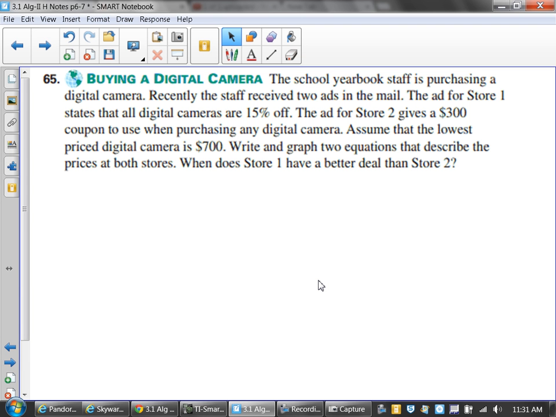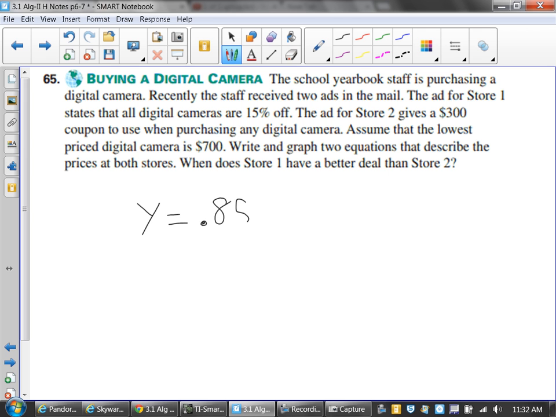So what you're doing here is that you know that the cost of the camera for one store was 15% off. So whatever that cost is, you take 0.85 times that. And then the other one, it says the cost is going to be whatever the camera is minus $300.